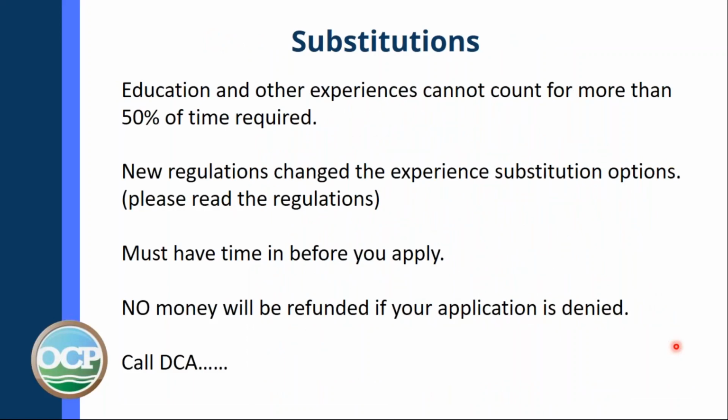We call these other options substitutions, and there are limits to them. For example, education, a degree, an associate's degree, and experiences in other water systems or science experience can only account for up to 50% of the time. So if you need 1 year's experience, you can only substitute for 6 months. 2 years, you can substitute 1 year, but at no time can it be more than 50% of the time required.